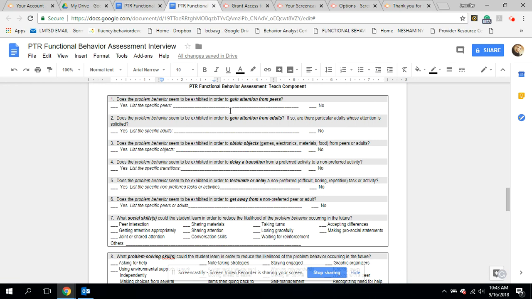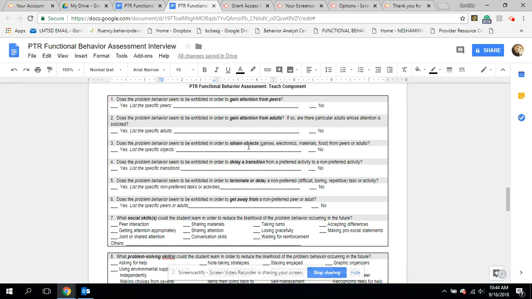That's fine. Sometimes there are some tricky behaviors, say sensory is involved and we didn't know that, or say there's some history of trauma that's happened that maybe we didn't know about that has impacted the behavior. But there are no right or wrong answers. It's just helpful information. So you can go through here and tell me if you think it's in order to gain attention from peers. If it is yes, mark it. And you can list specific peers. If no, just put X.